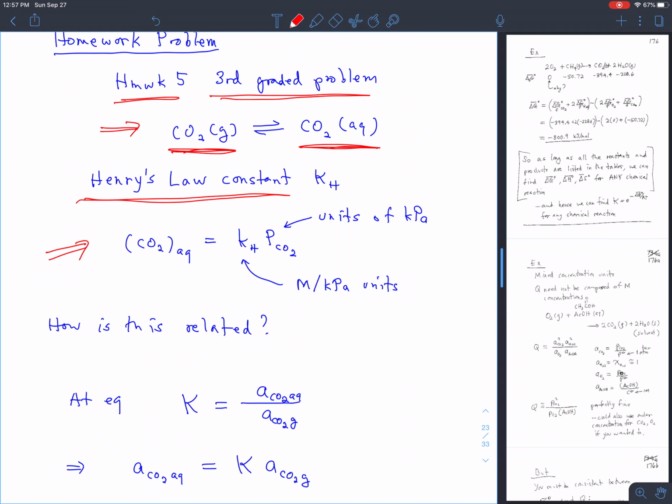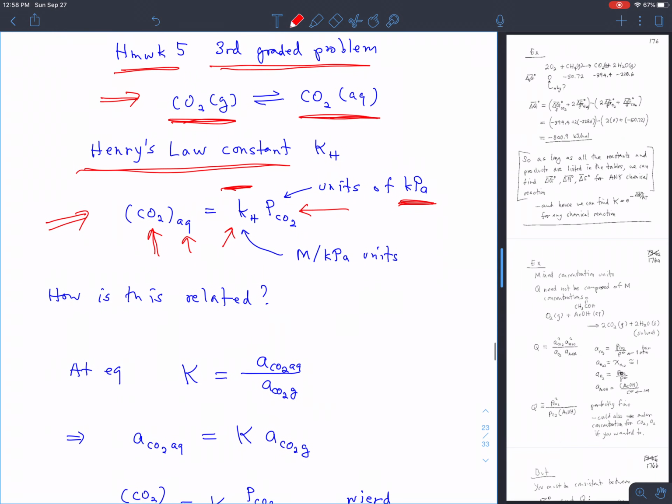And Henry's law says that the molar concentration of CO2 dissolved in solution is equal to something called the Henry's law constant times the pressure of the CO2 gas, sometimes in units of atmospheres, but in a lot of tables it's in units of kilopascals. So it's a little bit of a weird pressure unit. And if you've got pressure of CO2 in atmospheres, you've got to convert it to kilopascals in order to get the right answer out of Henry's law here.